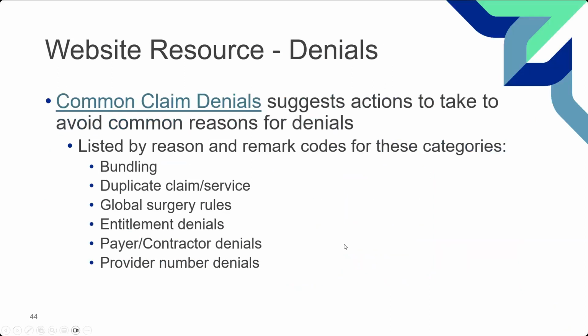Similarly, it does the same thing in this resource on our website, Common Claim Denials. Look at the reason and remark code. Come out here. These we've kind of put into categories so you can look under bundling. Find your reason and remark code. See what you need to do. Provider number details. Look at that reason and remark code. Come here. It tells you what to do.